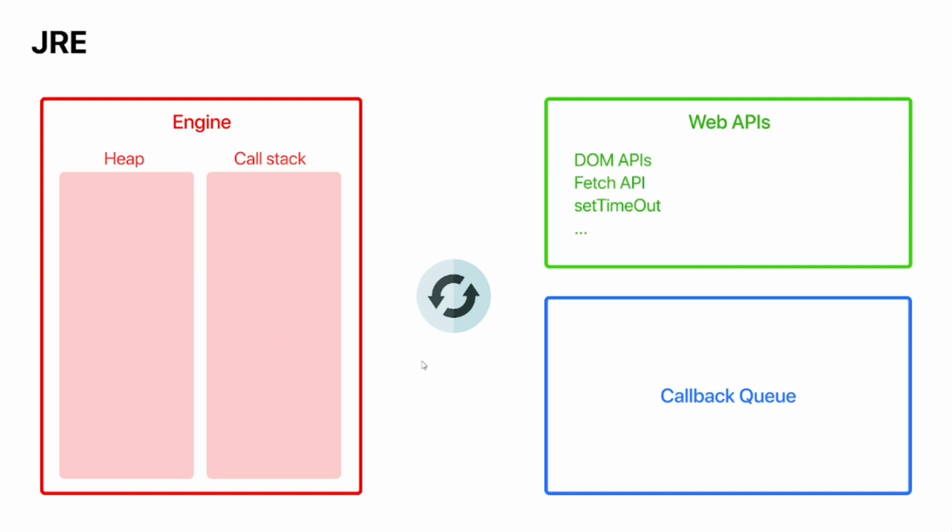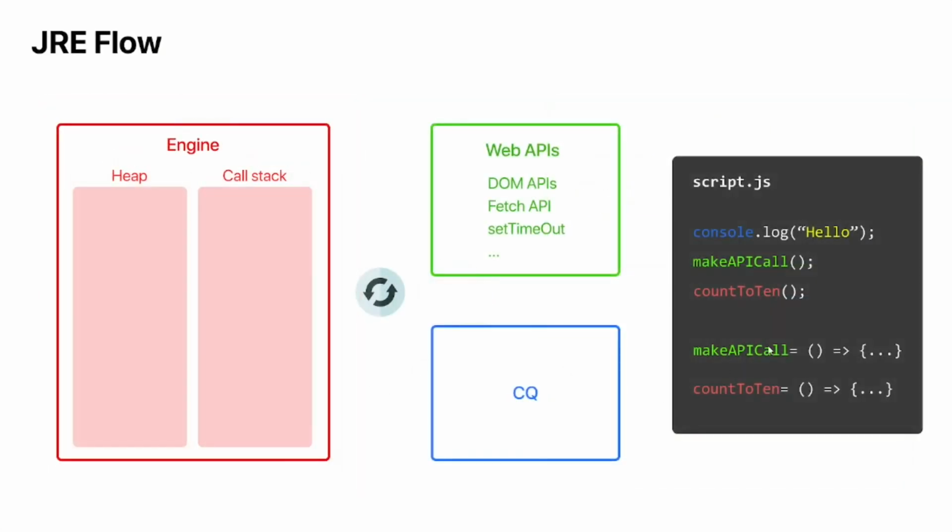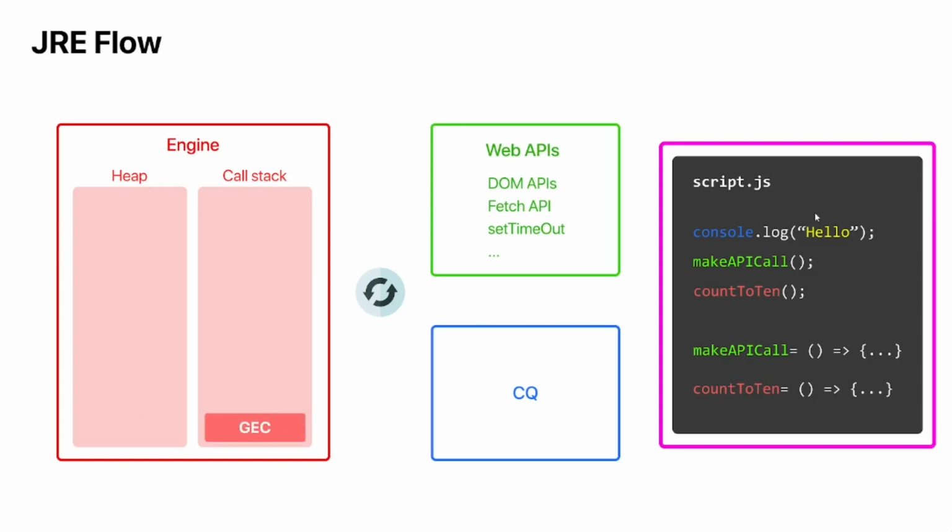So a typical flow will go like this. Let's say there's a script that has a console log statement, a function with an API call, and a function without one. The first thing that gets added to the call stack when the file loads is the global execution context. In simple terms, an execution context is the part of the script that is currently being executed. So it starts from the top, which means the global scope is executed first.